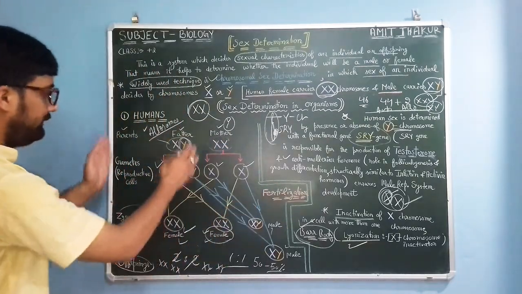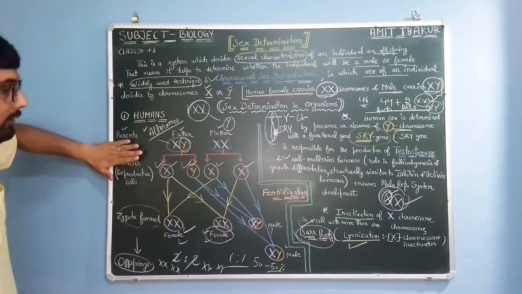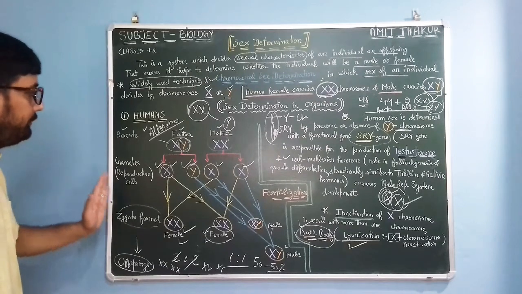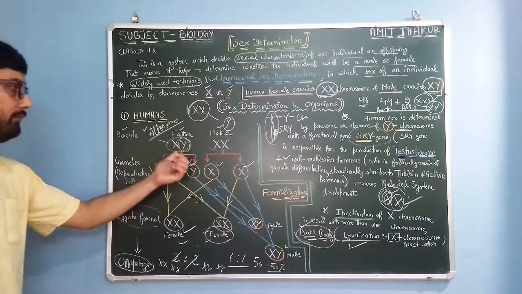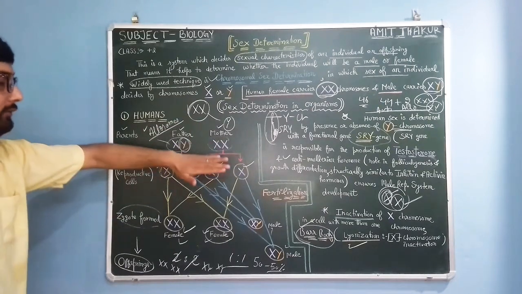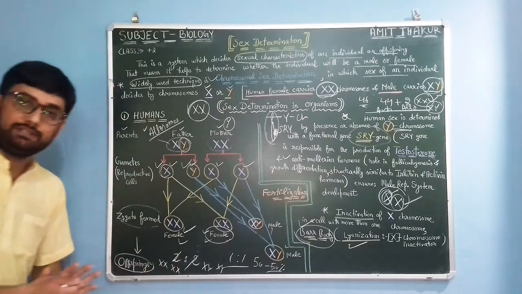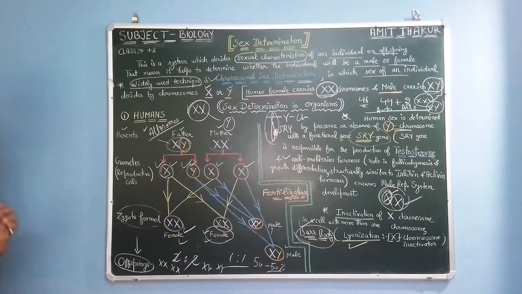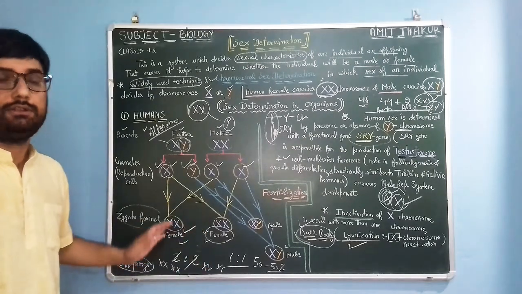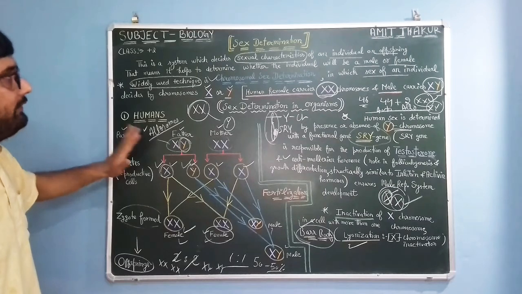And these are the possibilities of having a male or a female offspring. Okay, father and mother, XY and XX chromosome. How do they fertilize with each other in order to produce a male or female child? So this is about human sex determination.